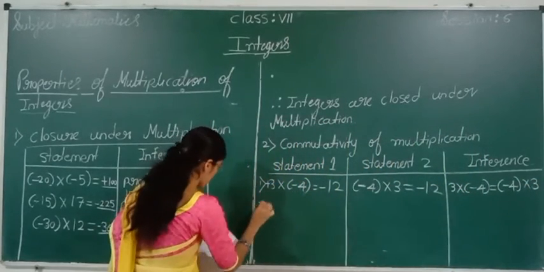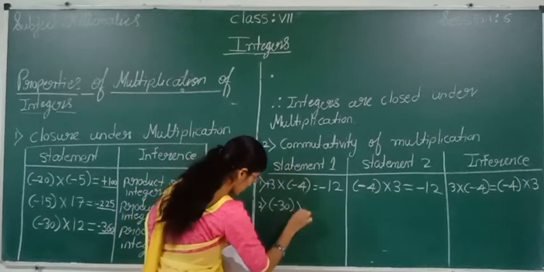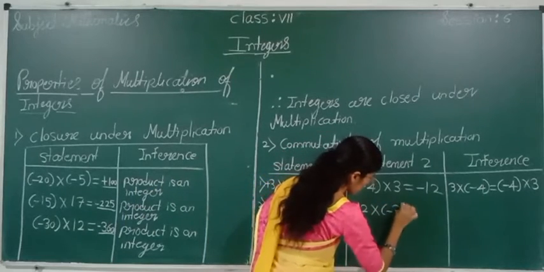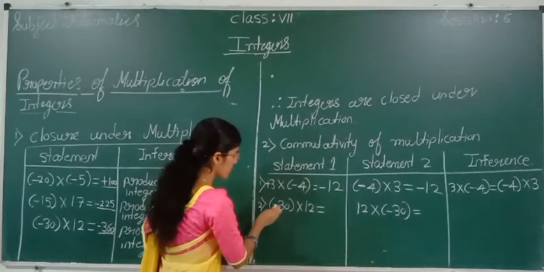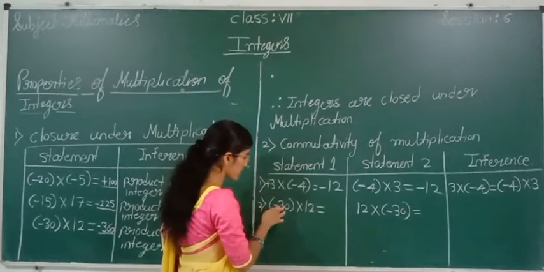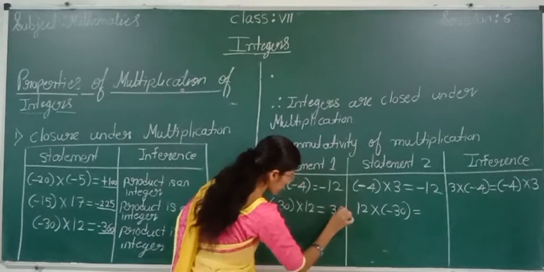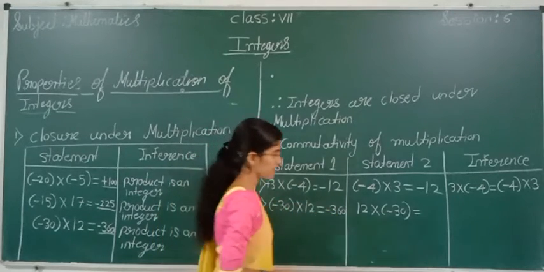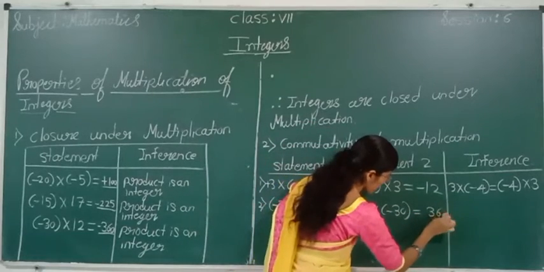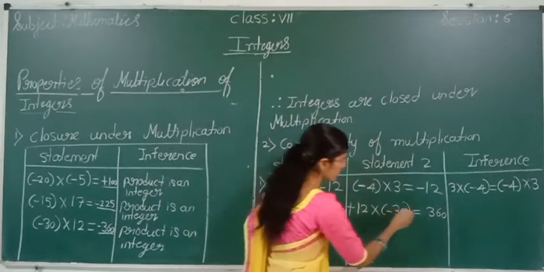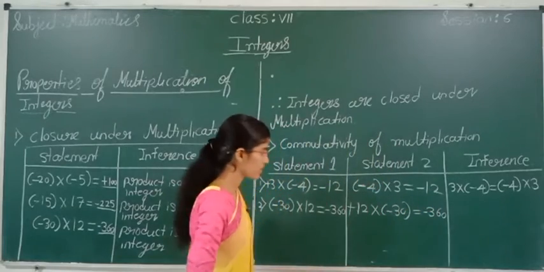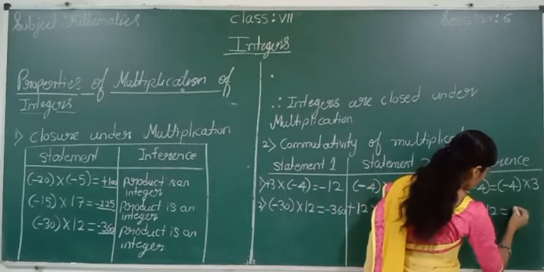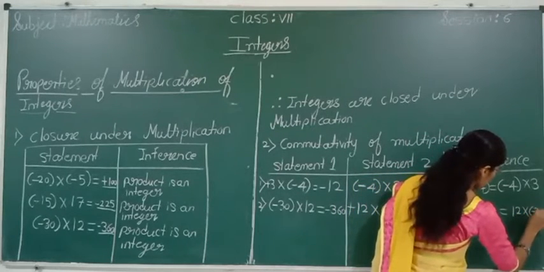Now, see the second one. Minus 30 into 12, and 12 into minus 30. Now see, 12 30s are 360. When we multiply a negative integer and a positive integer, we get a negative integer. When we multiply a positive integer and a negative integer, the answer will be a negative integer. Therefore, what we can tell? Minus 30 into 12 is equal to 12 into minus 30.